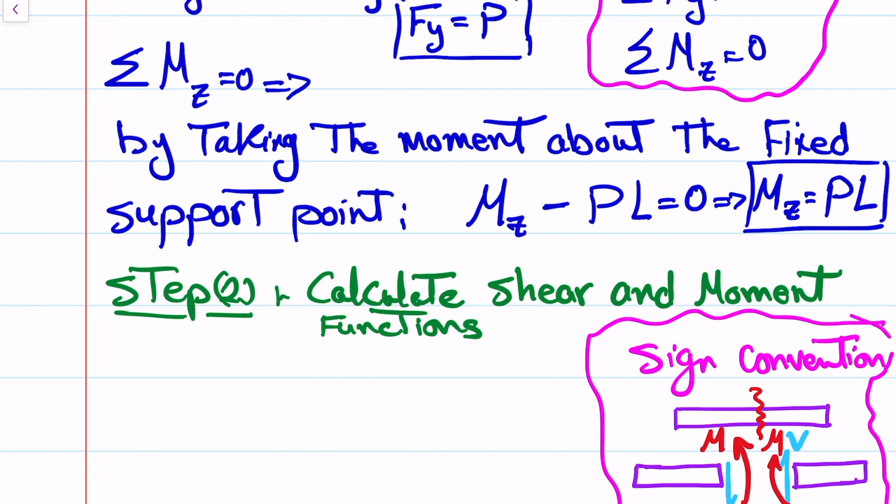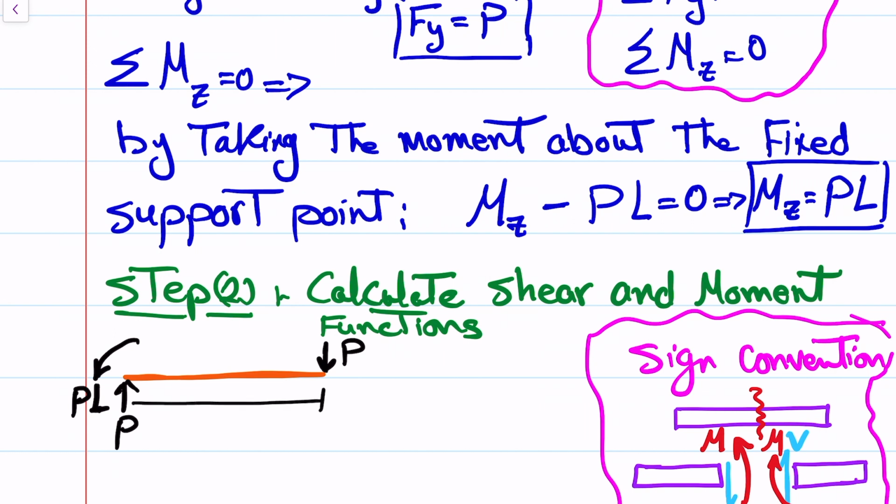Okay, so the beam we have is like this. It is a cantilever beam, and now we calculated the support reactions. So we have the concentrated load or the point load P, and the support reactions here are P in the Y direction, upward, and MZ, a counterclockwise moment like this, and its magnitude is PL. And the length is L.